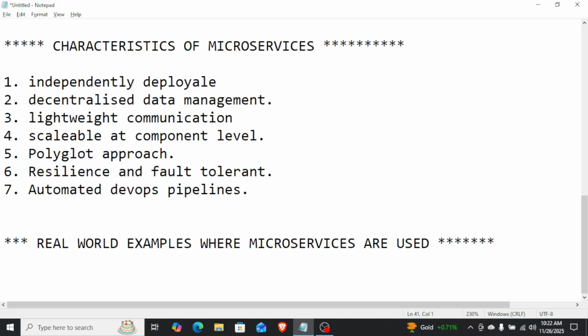Let's take our first example as Netflix. It serves over 200 plus million users worldwide.